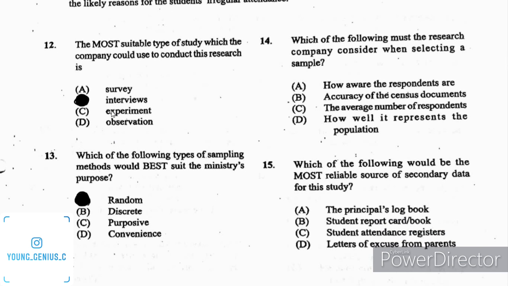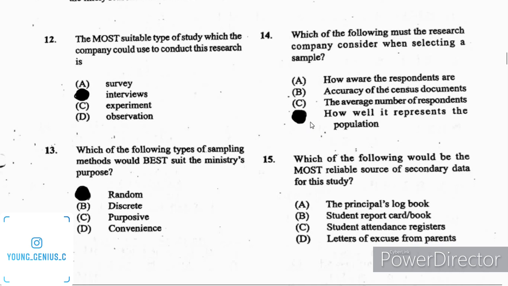Which of the following must the research company consider when selecting a sample? How aware the respondents are, accuracy of the census documents, average number of respondents, how well it represents the population. I would say D, how well it represents the population. That's very important when conducting research, and when choosing a sample.